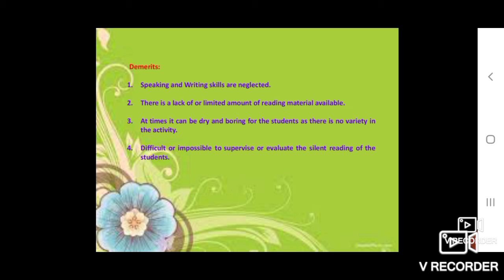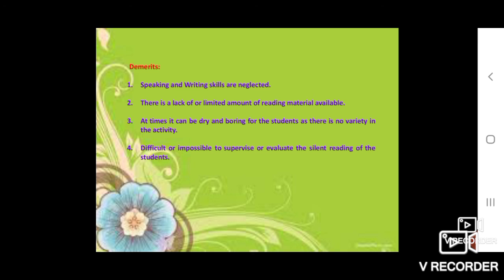Then another demerit is that there is a lack of, or limited amount of, reading material available. Apart from books, if there is a library in the school, only then can students learn. If there is no library or book bank facility, then there is no chance of reading such material. Although right now we do have many means of ICT and technological support, the reading material should be related to the age level of the students.